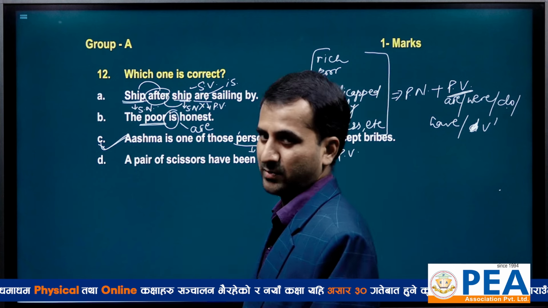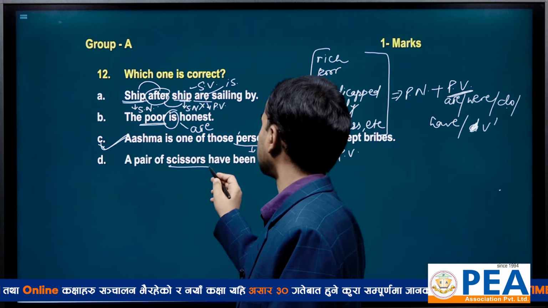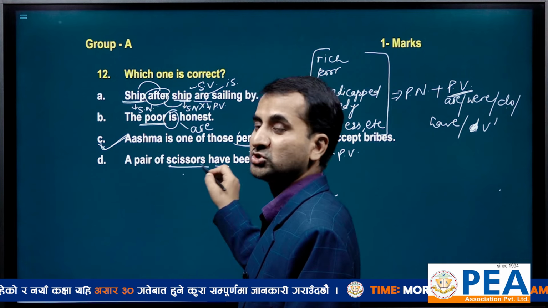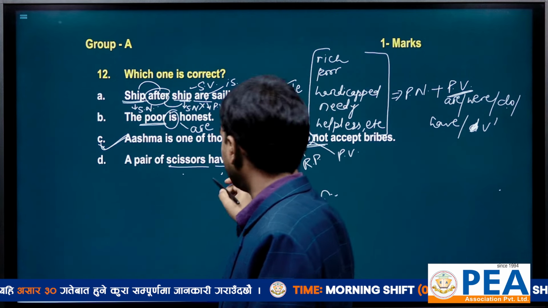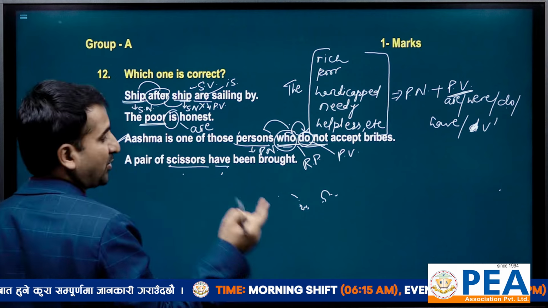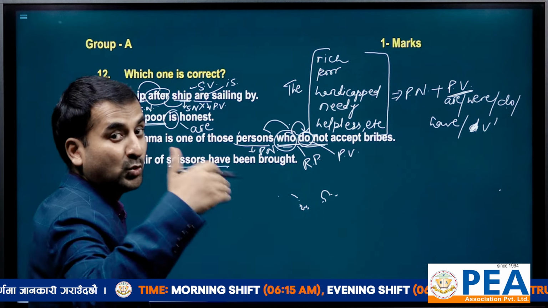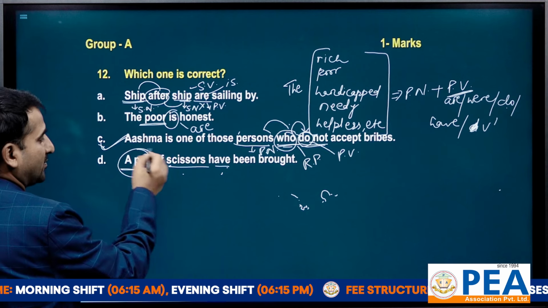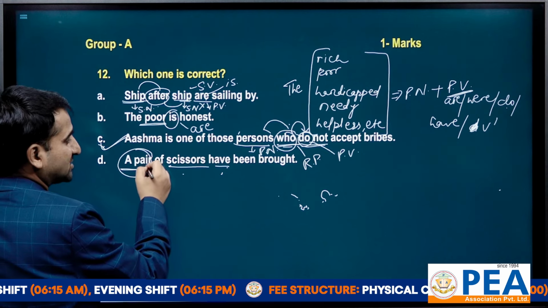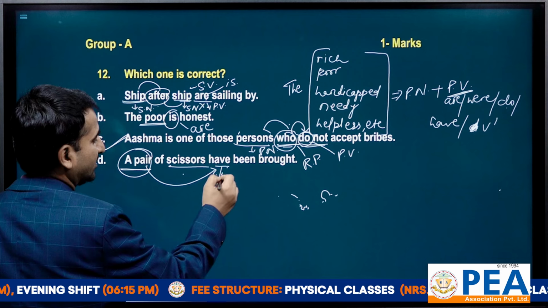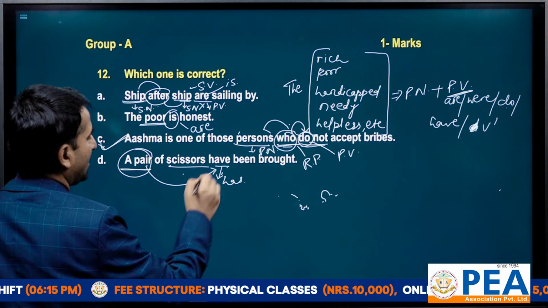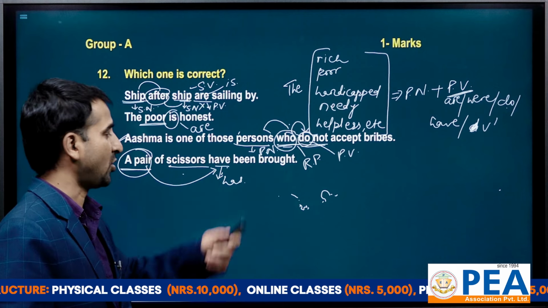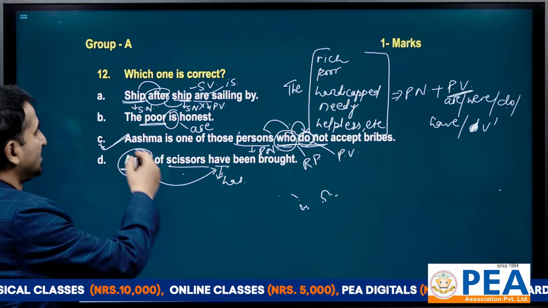Now see this one. This is also from subject verb agreement. When we write scissors, it takes have. Scissors have, shoes have. They, scissors, shoes, pliers, pincers, they take a plural verb after them. But when we use a pair before them, it takes what? Singular verb. It should be has. A pair of scissors has been brought. Okay, so this one is the right.